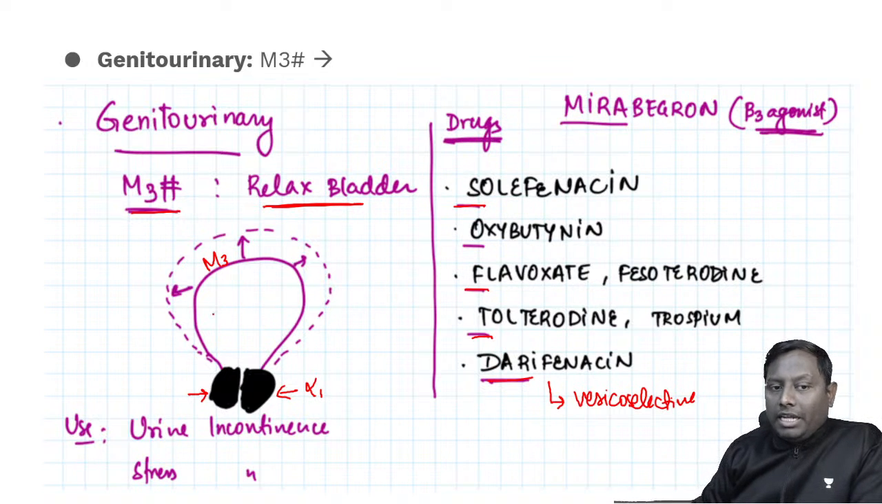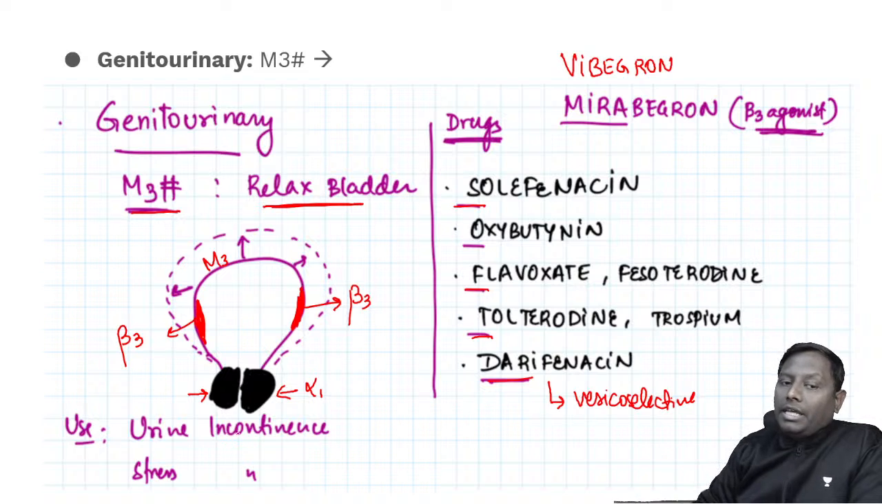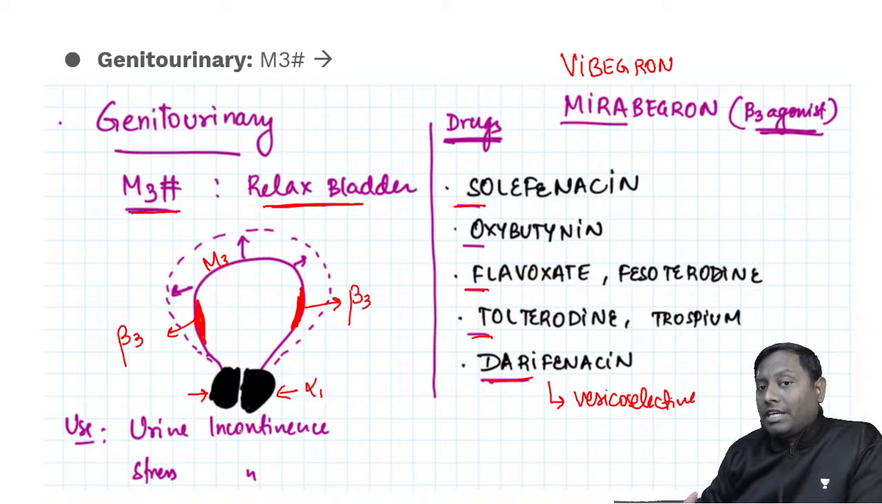Do remember that if this is the whole area of the bladder, there are some areas of the bladder, for example this area I am highlighting, that also have the beta 3 receptor, and this beta 3 receptor is also involved in relaxation. The beta 3 agonist that we use is mirabegron. There is one more, vibegron, right? Mirabegron and vibegron are the beta 3 agonists. They can be utilized in any case of incontinence because they cause relaxation of the bladder.